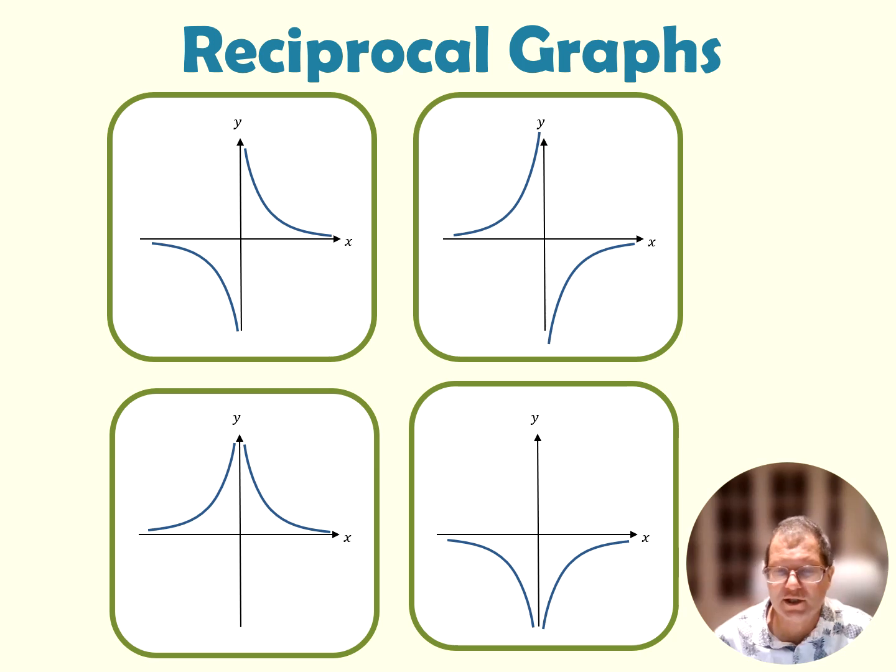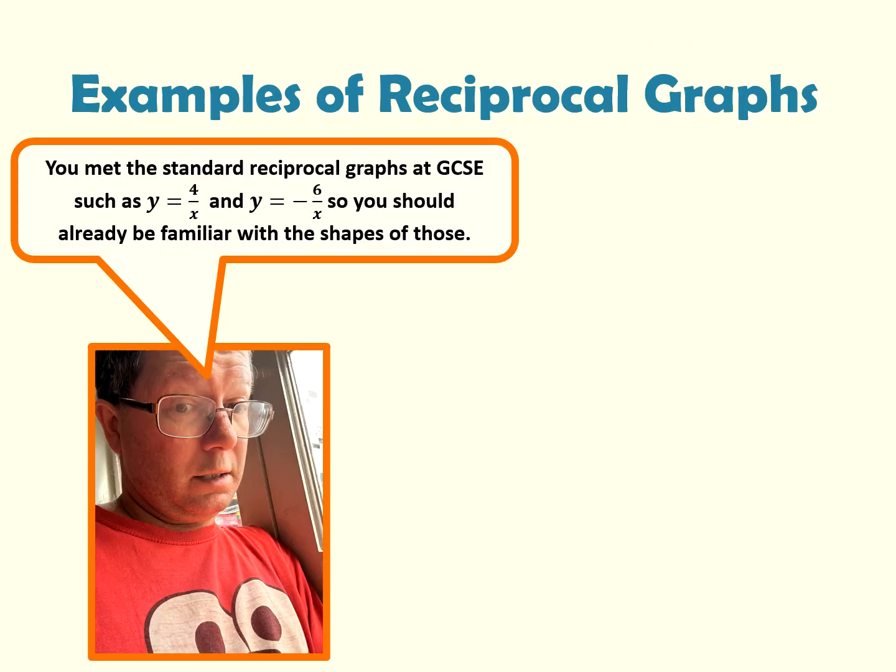As you can see in our diagrams, we've got four graphs. The top two you will have met at GCSE and the bottom two you won't have. So you met the standard reciprocal graphs at GCSE, such as y equals 4 over x and y equals negative 6 over x. So you should already be familiar with the shapes of those.